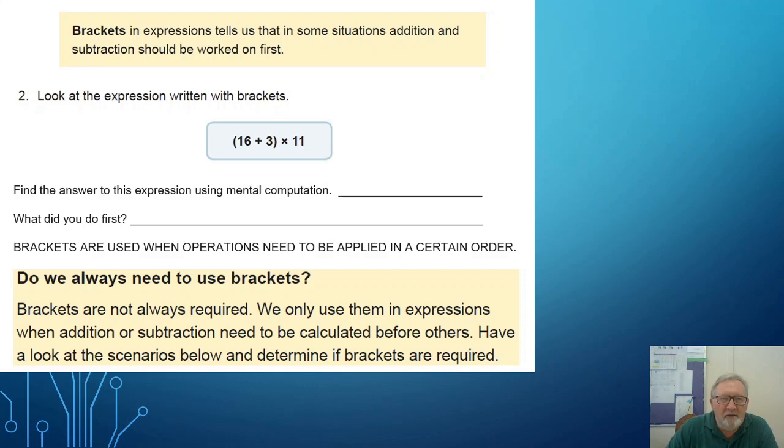All right, how'd you go? If we add 16 and 3 first, we get 19, and 19 times 11 is 209. You would have done well if you could do that one mentally. But what we had to do first was the 16 and 3. Why? Because we had brackets. So brackets are used when operations need to be applied in a certain order. Normally, if there weren't brackets, we would have done the multiplication first, but if the situation required us to add first, we would need brackets in this expression.